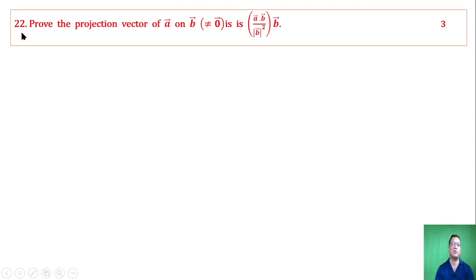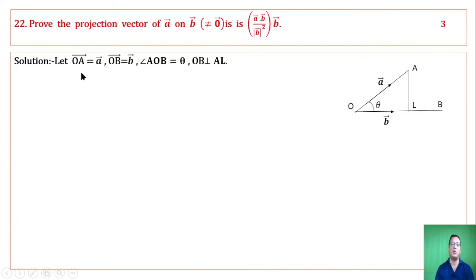For question number 22, prove the projection vector of a vector on b vector, which does not equal to 0 vector, is a dot b by modulus of b vector whole square times b vector, which is 3 marks. Let OA represent a vector, OB represent b vector, and angle AOB equal to theta. Draw AL perpendicular to OB. Projection of a vector on b vector is the length OL.